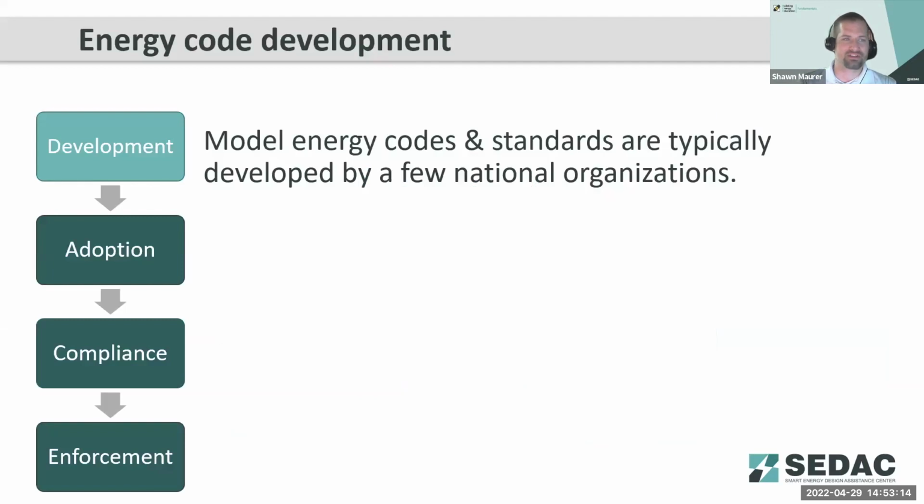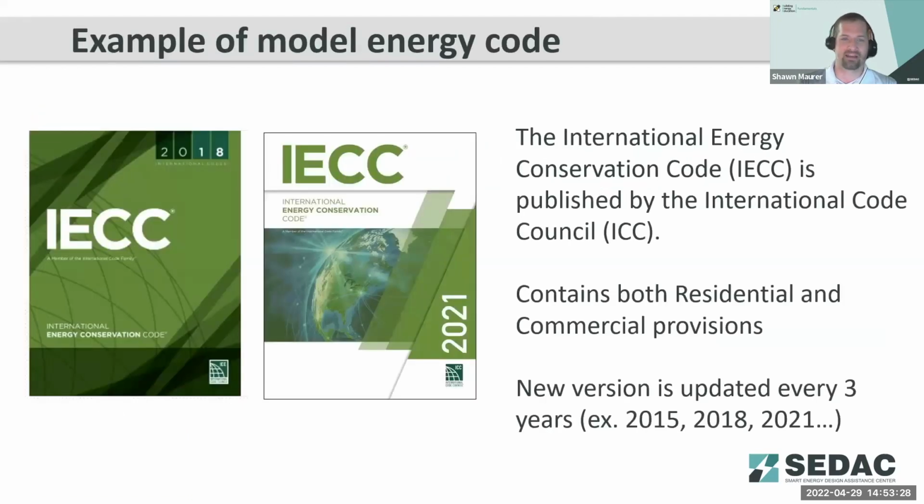So next we'll get into energy code development and adoption. The development process: model energy codes and standards are typically developed by a few national or international organizations. Primary examples are ASHRAE's 90.1 and 90.2 standards for commercial and residential. And on the international side, the International Code Council develops the International Energy Conservation Code, which by and large is used for residential and is kind of mixed a bit with ASHRAE as far as commercial energy code compliance adoption.